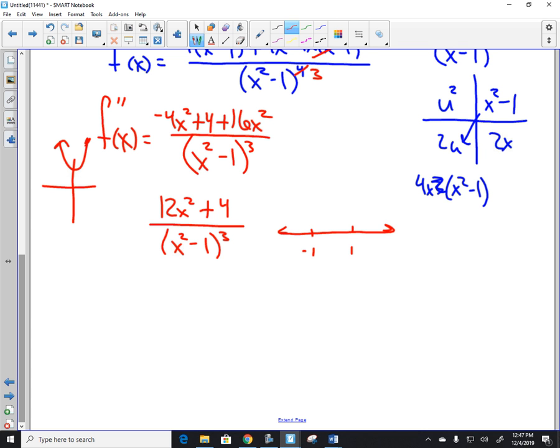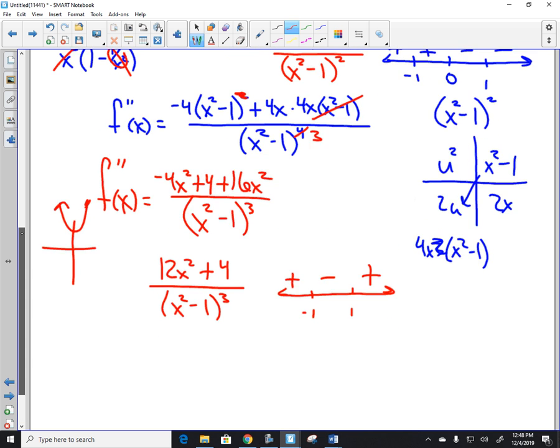What would you like to plug in for the left of -1? I plug in -2, and I get positive 4 minus 1 is 3 squared, so I will get a positive value. Now what would you like to plug in? 0. I plug in 0, and you get negative 1. That will be negative. Then you plug in 2, and we're going to get positive.